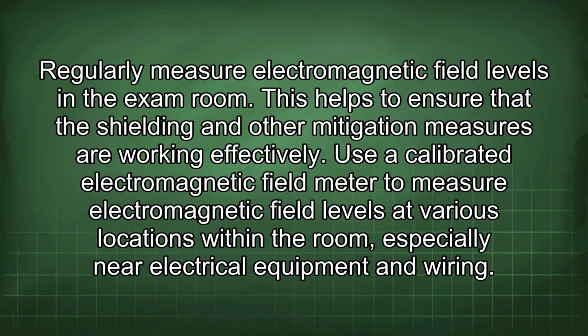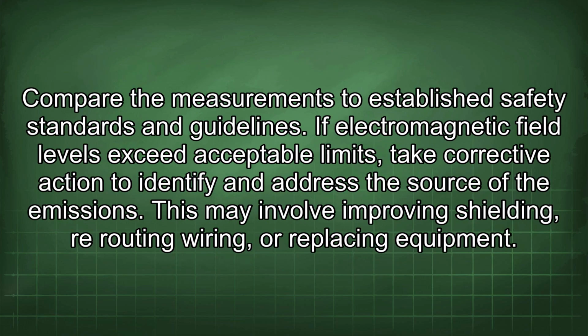Use a calibrated electromagnetic field meter to measure electromagnetic field levels at various locations within the room, especially near electrical equipment and wiring. Compare the measurements to established safety standards and guidelines. If electromagnetic field levels exceed acceptable limits, take corrective action to identify and address the source of the emissions. This may involve improving shielding, rerouting wiring, or replacing equipment.